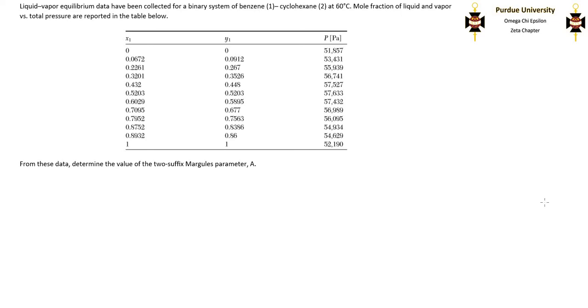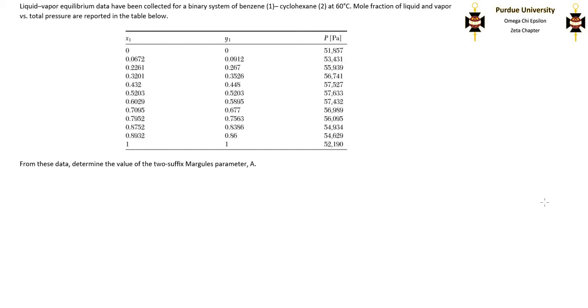I'm going to go through this example problem where we use vapor-liquid equilibrium data to estimate the two-suffix Margules parameter A. In this problem, we're given experimental data of a binary system of benzene and cyclohexane at 60 degrees Celsius, where we're given the pressure at different liquid and vapor mole fractions of benzene.